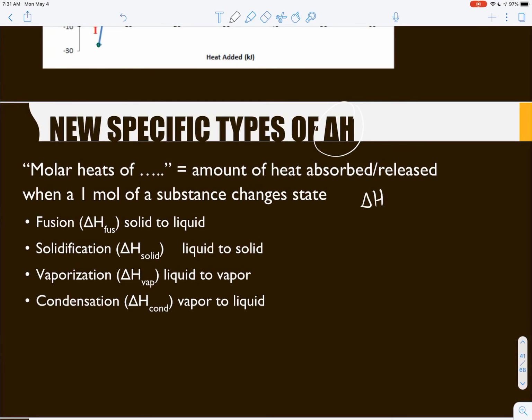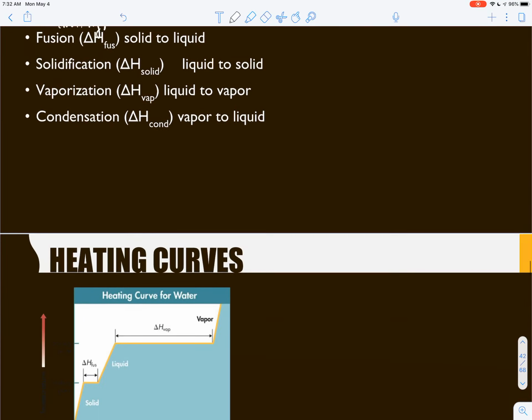Okay, so 4 new kinds. Heat of fusion is when a solid becomes a liquid. So fusion, I'm not sure why it says that. We've looked up the etymology of this before, and it kind of registered and then disappeared. Okay, so melting. So this is the opposite. Solidification would be when a liquid becomes a solid. That's a little more obvious. Delta H VAP is the energy change associated with a liquid becoming a vapor, and delta H condensation is the opposite, the heat change associated with a vapor becoming a liquid.